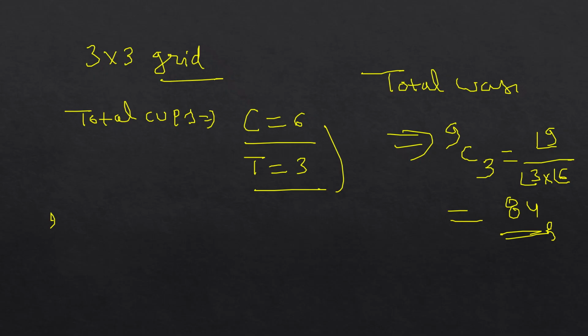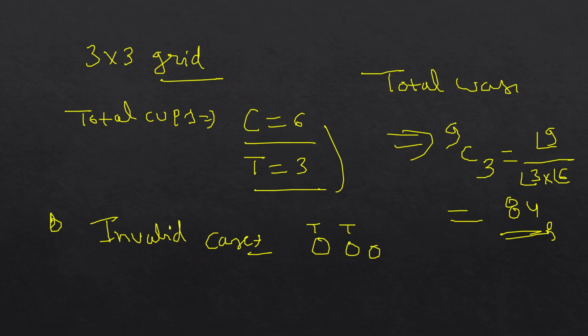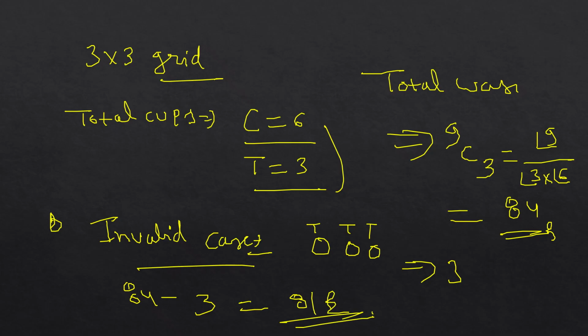But according to the question, there is at least one coffee cup in each row. So in this case, we have to think in reverse order. Suppose there are invalid cases. What is an invalid case here? When all the tea cups come in one row. And there are a total of 3 ways to arrange. So 84 minus invalid cases of 3, and this is our answer.